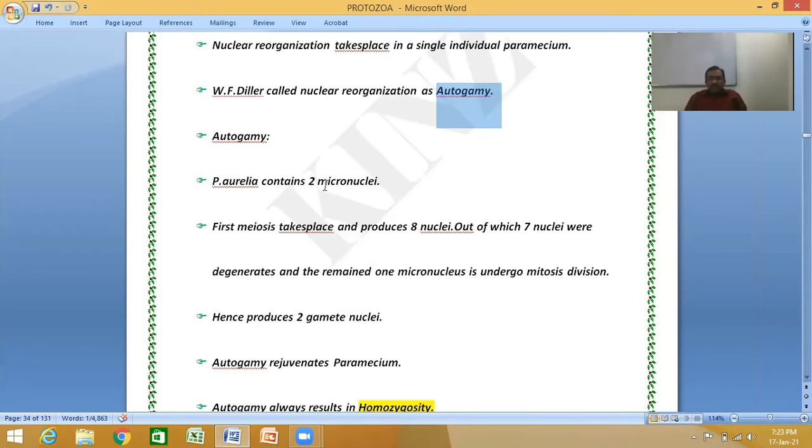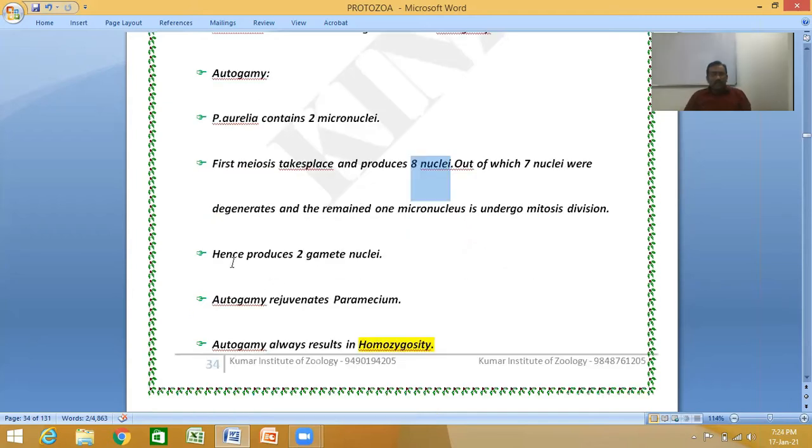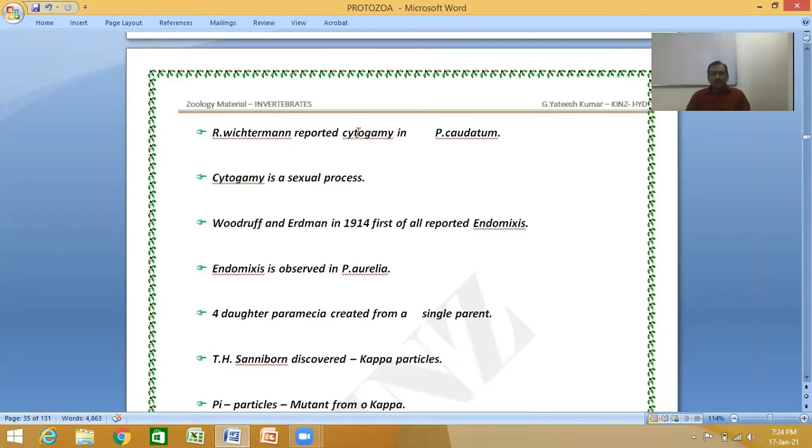So, what is autogamy? Paramecium aurelia contains two micronuclei. First, meiosis takes place and produces eight nuclei, because each one produces four. Out of the eight nuclei, seven disintegrate, and the remaining one micronucleus undergoes mitosis, hence producing two gamete nuclei. Autogamy rejuvenates the paramecium. R. Wichterman reported cytogamy in Paramecium caudatum. Paramecium aurelia: autogamy. Paramecium caudatum: cytogamy. Cytogamy is a sexual process.